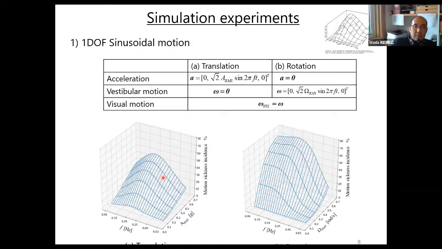These illustrate the simulation result for 1 degree of freedom sinusoidal motion, for translational motion and pitching rotational motion. Due to lack of time, I'm omitting detail, but the result of the translational motion is similar to the observed result in Macaulay's experiment. I mean, both of them have the peak of the MSI around 0.2 Hertz. Okay.